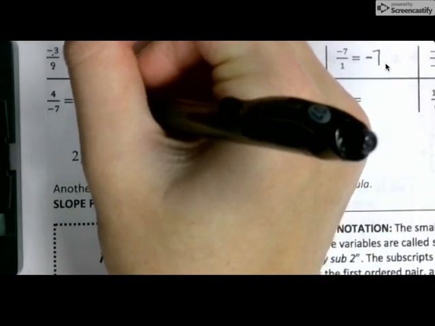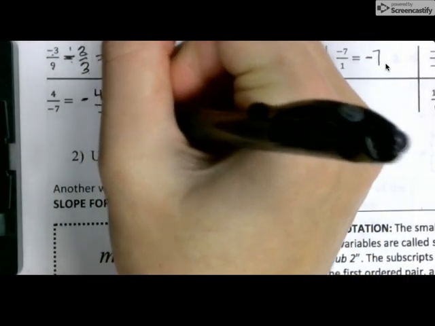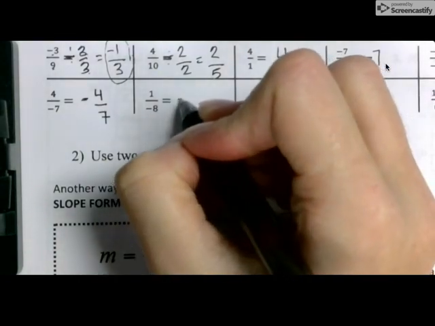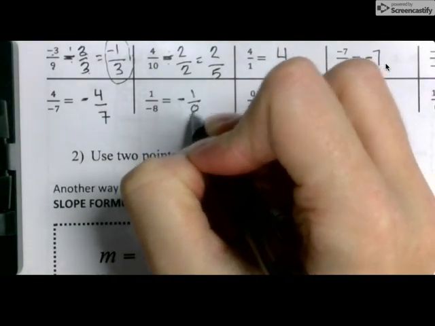This one, it really doesn't change much. You can put the negative on the 4. You can put the negative in front of the fraction bar. They mean the same thing. Same with the 1 over -8.